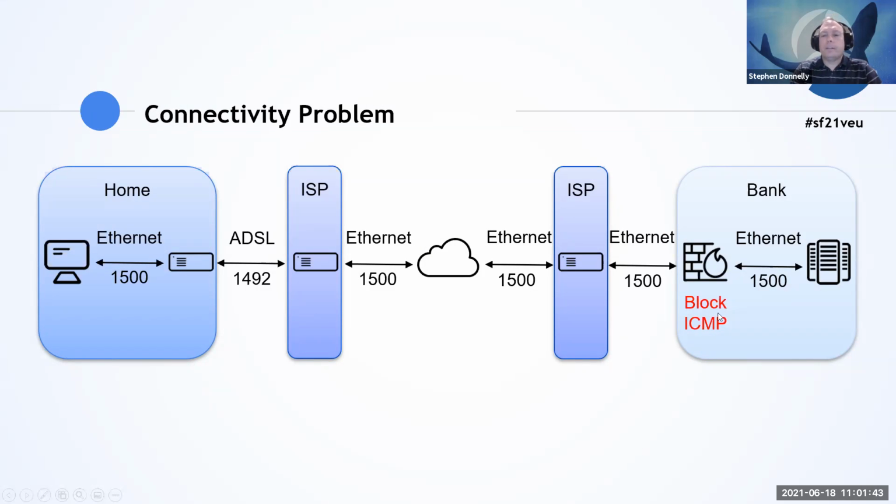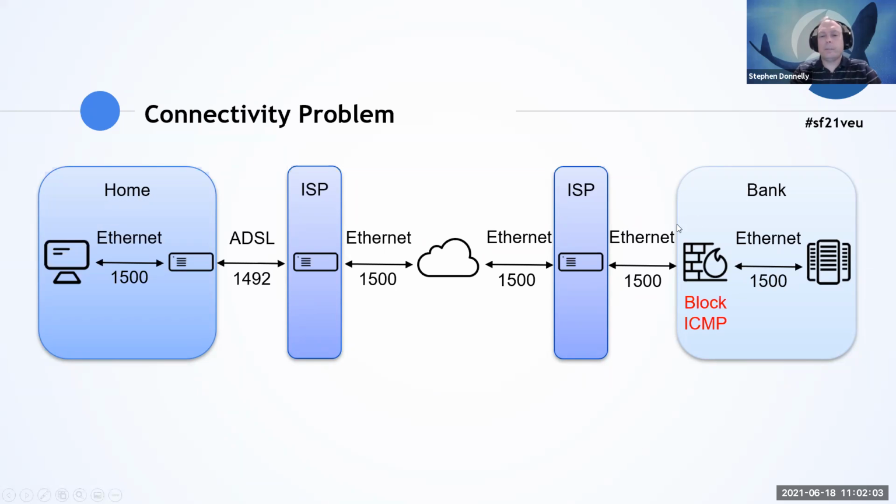So what was happening when I went to log into the secure site? Probably this. The firewall at the bank was incorrectly configured to block ICMP. So I go to log into the secure site. The GET request goes down, no problems at all. And when the bank wants to send a 1500 byte packet back, it sends a large response back.